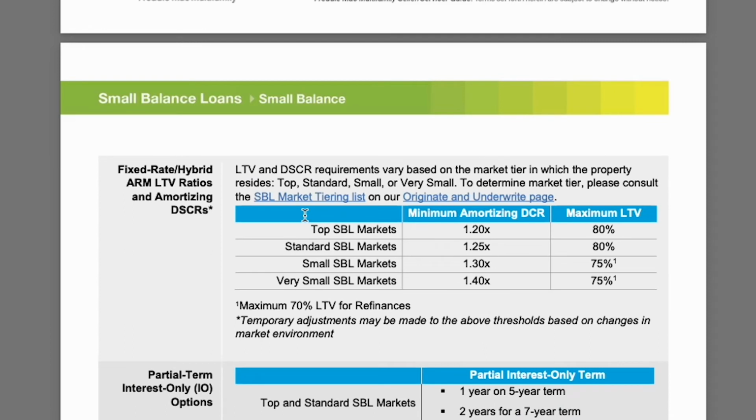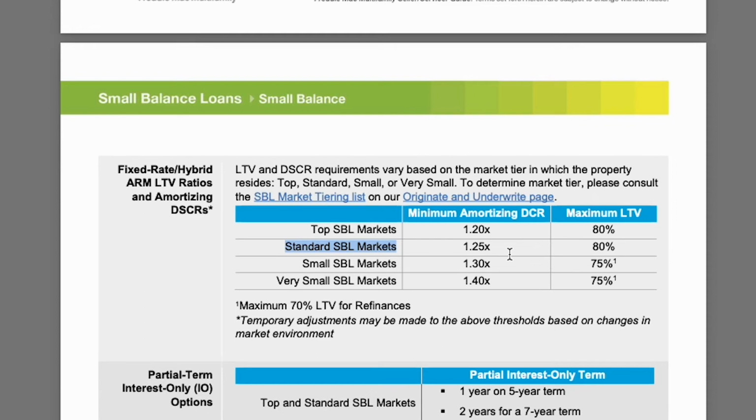As we can see right here, they have broken this down into market tiers. If you're in the top small balance loan markets, your minimum DSCR will be 1.20 and your maximum LTV will be 80%. If you're in a standard small balance loan market, that's what SBL stands for, then your minimum DSCR will be 1.25 and your maximum LTV will be 80%.